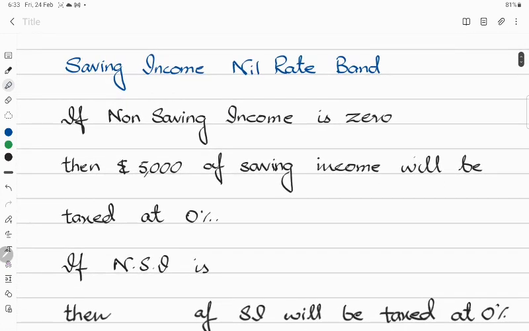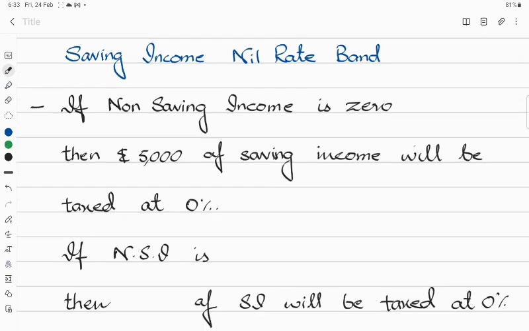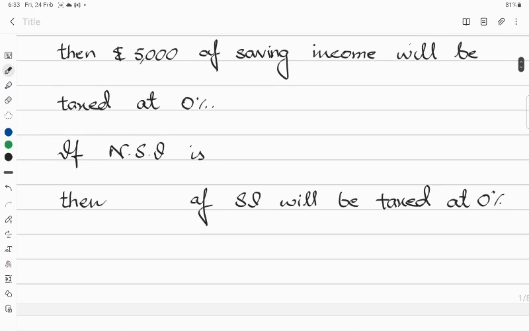Now about the saving income nil rate band. So the first rule is the saving income nil rate band. If your non-saving income is zero, then 5,000 of your saving income will be taxed at 0%. And if your non-saving income is, let's say for example, 1800, then up to 5,000 the remaining 3200 of your saving income will be taxed at 0%, right?